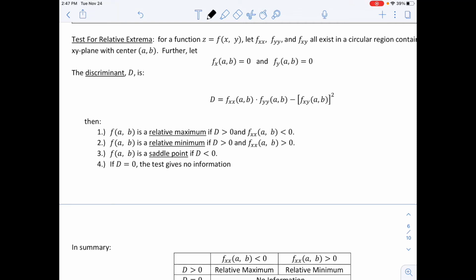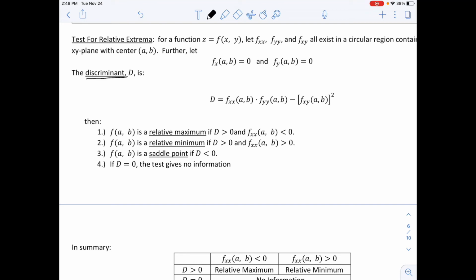Further, let f sub x of (a, b) equals 0 and f sub y of (a, b) equals 0. So the partial with respect to x and the partial with respect to y at that given point are equal to 0. And it says with a discriminant, so this is our new word here, and we call this capital D. The discriminant is defined as the second partial derivative with respect to x twice times the second partial with respect to y twice, minus the partial with respect to x, then y, squared. And once we work this out, we'll get a value for D.